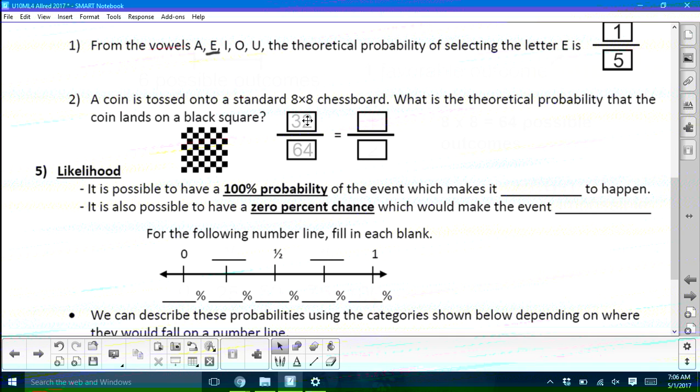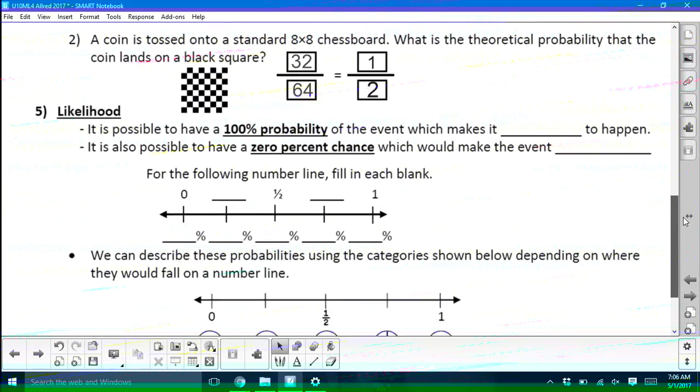The truth is there's about 32 black squares up there. If you count them all, you can see them all. Or you just can know about chessboards that it's half and half. Okay. There's actually a 32 out of 64 chance, a 1 out of 2, a 1/2 chance that your coin lands in a black square.